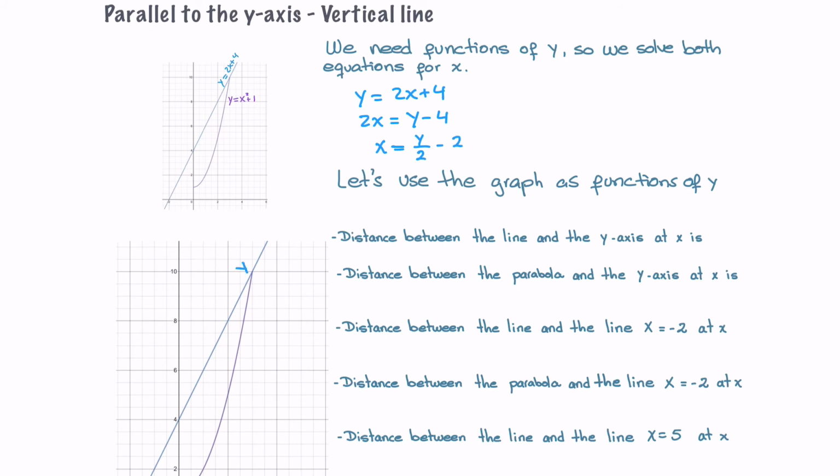So this line here is x equals y over 2 minus 2. And then the parabola, same thing. y equals x squared plus 1. Move the 1 to the other side, so x squared is y minus 1, and x equals positive or negative the square root of y minus 1. And because we are in quadrant number 1, we discard the negative sign. And the function we're looking at is the square root of y minus 1. Okay? Good. Now let's find our distances.